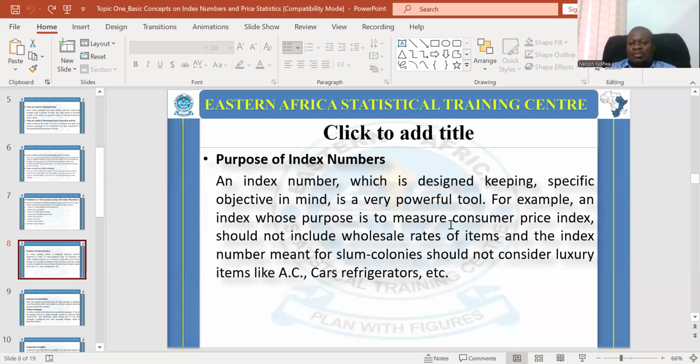Or if you want to compute the index number for the slum colonies, then we don't expect to include the luxury items, because that will be for maybe high income earners, but for the low income earners, we don't need to include some items which are not really reflecting the class or the group of the people.